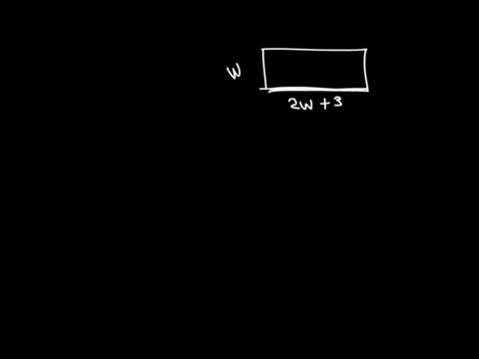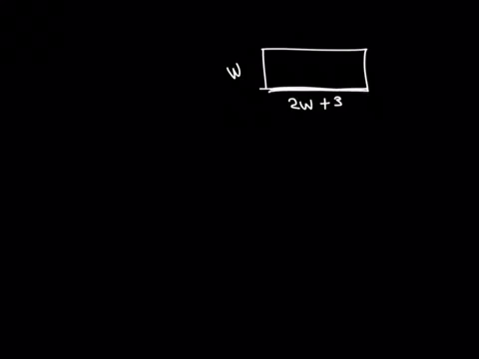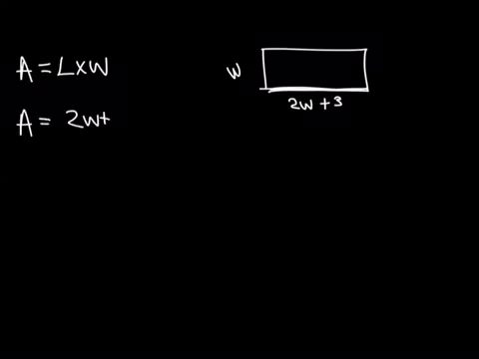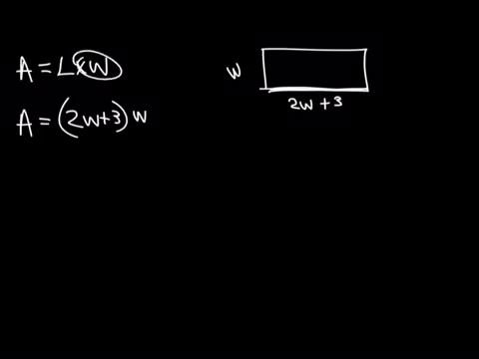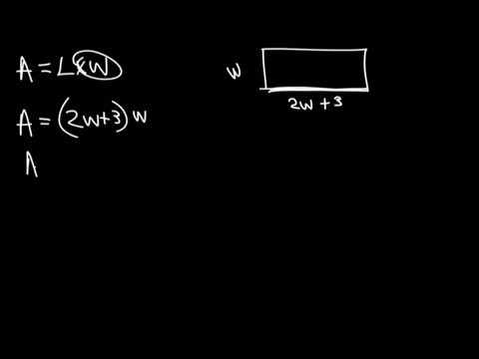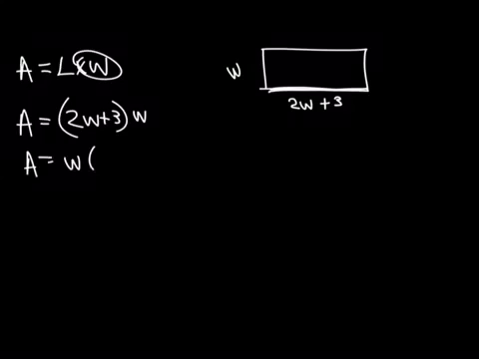Write an expression for the area of the rectangle. Well, what is the area of a rectangle? The area is length times width. So what is the length? The length is 2W plus 3. What is the width? W. So we're going to multiply that times W. Alright, so let's flip this around. So we put the W first.